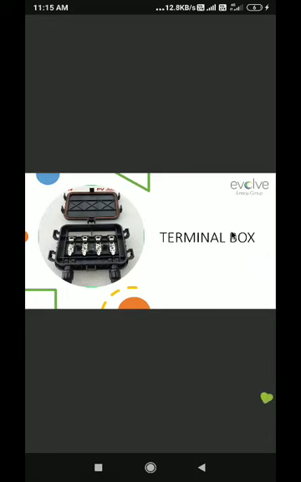The terminal box has the diodes, the bus bars and the output cables, and everything can be taken from the terminal box. This terminal box is placed on the backside of the panels. It's IP68 protected and everything, so you can see the terminal box itself.